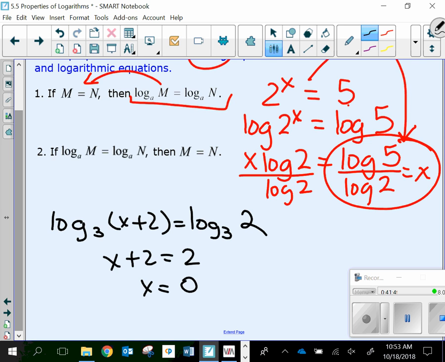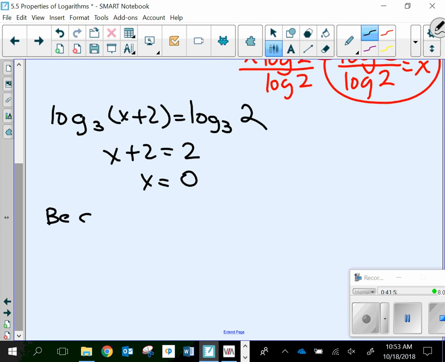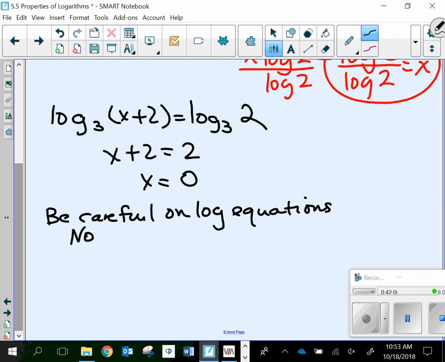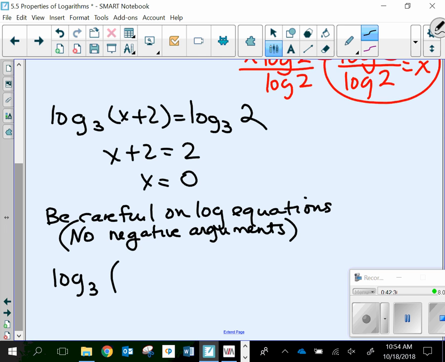You have to be careful on your log equations because remember, no negative arguments. So if the answer that you get gives you a negative argument, then you either did it wrong or there is not an answer to that question. No solution.